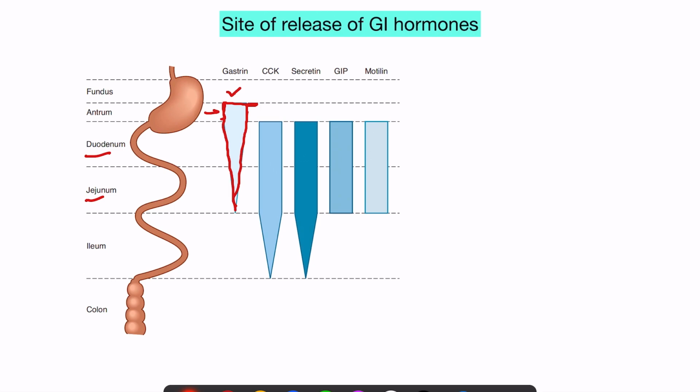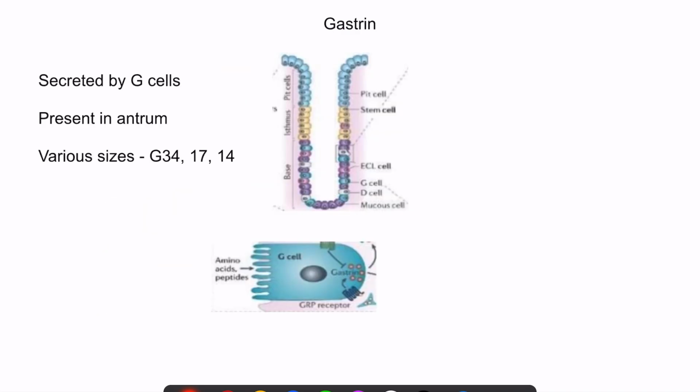Then CCK and secretin, again duodenum and jejunum. GIP and motilin only from duodenum and jejunum, but we will see later that motilin is also released actually from the stomach. Ganong has only written that, but it has been missed from this diagram. Okay, so we will discuss only the major site of the release. So when we talk about gastrin, we will say that it is released from the antrum, right? Similarly, CCK and secretin, we will say that they are released from the upper small intestine. Now, moving on to each of the hormones.